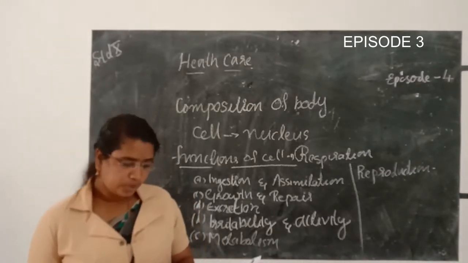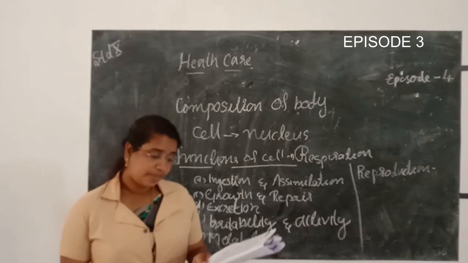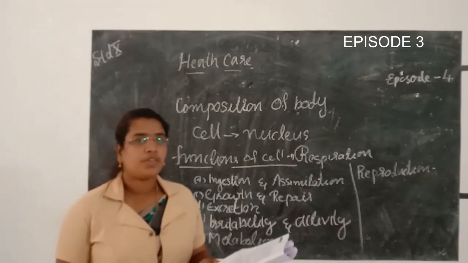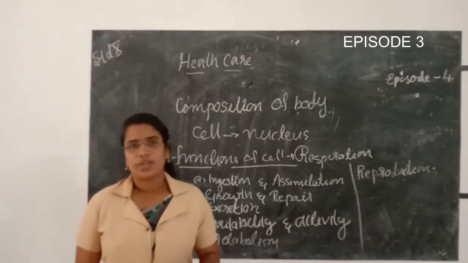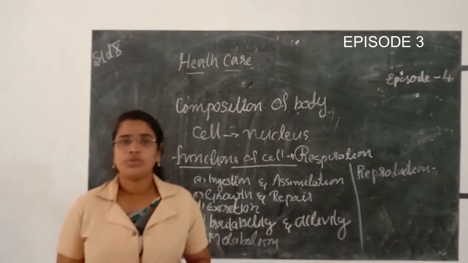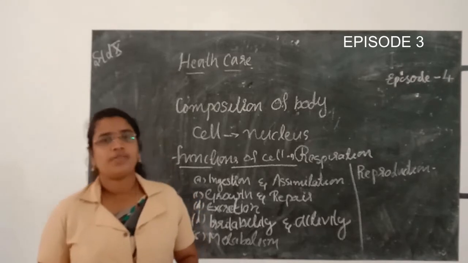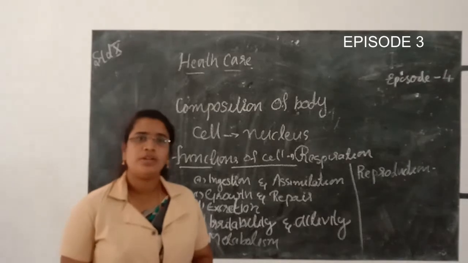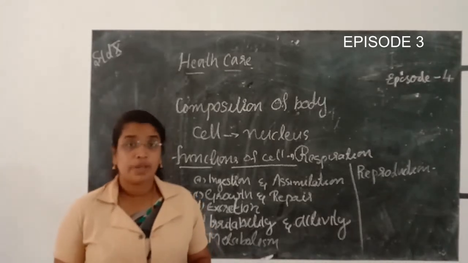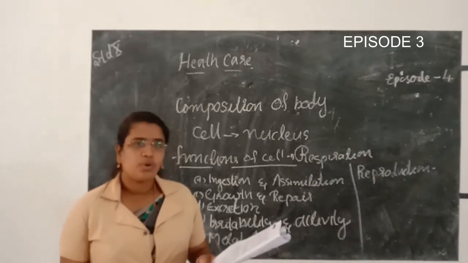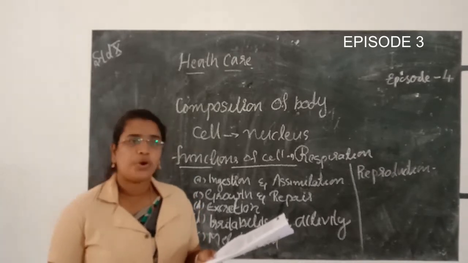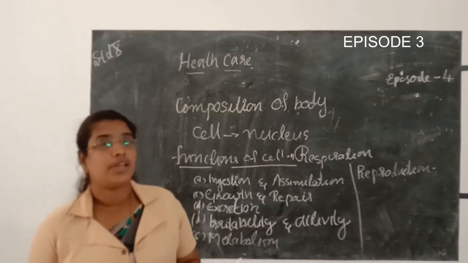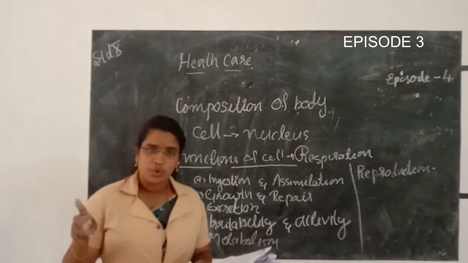Okay. Next term, excretion. We discussed that the cells in the entire body have metabolic activities. As a result, there will be a byproduct. So excretion: waste products are eliminated into surrounding tissues.